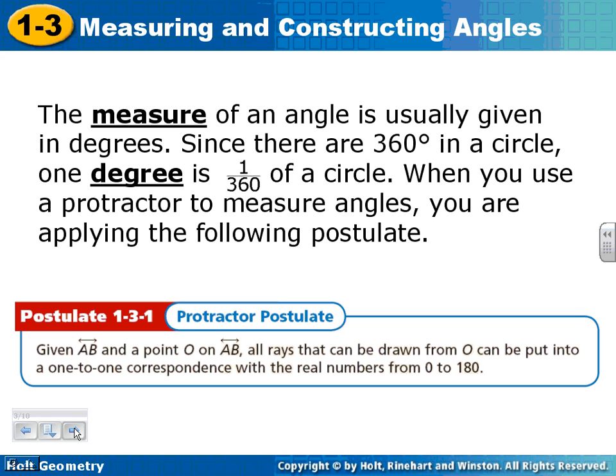Below is postulate 1.3.1, the protractor postulate, which reads, given line AB and a point O on line AB, all rays that can be drawn from O can be put in a 1-to-1 correspondence with real numbers from 0 to 180. In other words, all of the angles that we're going to measure in this class are anywhere from 0 degrees up to 180 degrees.